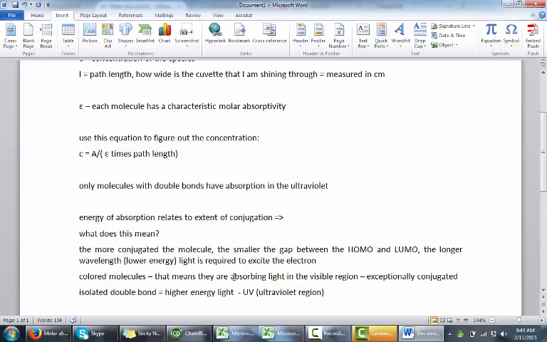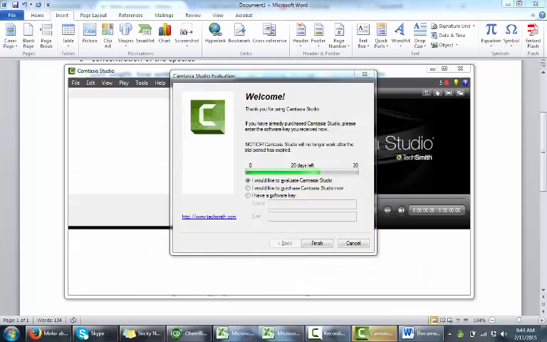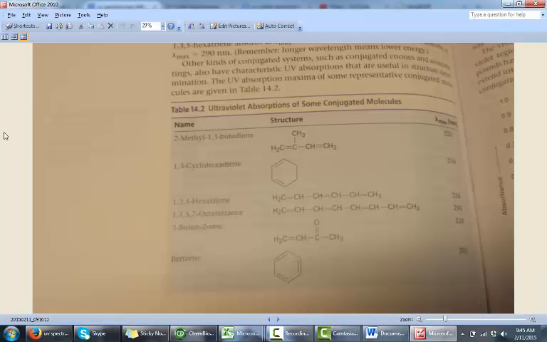Your book has a table of where certain conjugated molecules absorb light. So this is a picture from your book, which has the ultraviolet absorptions of some conjugated molecules. If I have, for example, these double bonds here, 2-methyl-1,3-butadiene, that is absorbing at 220 nanometers. If I now look at this case here, where I have 1, 2, 3, 4 conjugated double bonds all together, that absorption is now at 290 nanometers. Okay, so that's a longer wavelength and therefore a lower energy.